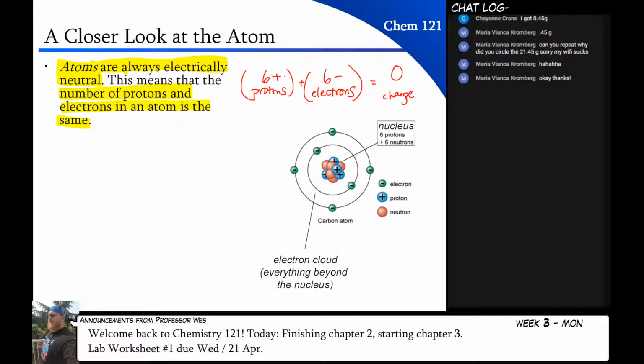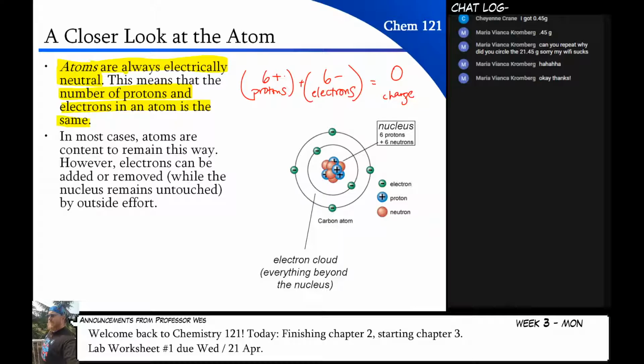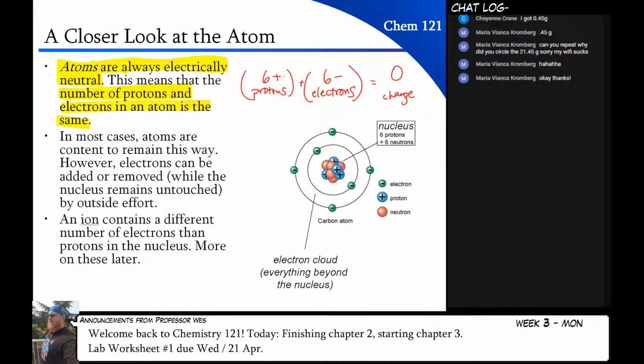Every atom will be like this. They will always have the same number of protons and electrons. Now, does that mean that it's impossible to have a different number of protons and electrons? No. It just means that if you have the same number, by definition, what you are looking at is an atom. If you do not have the same number, then what we get is called an ion. We're going to talk about ions in Chapter 4. That's kind of the whole point of Chapter 4.